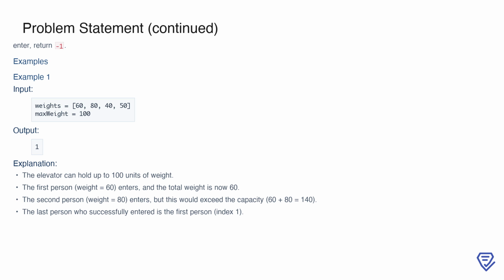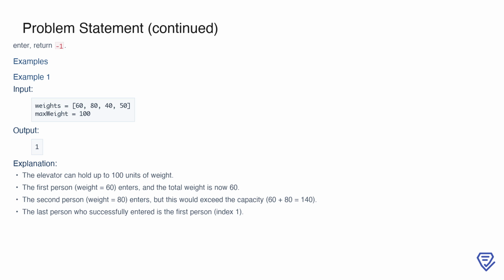The output for this problem is a single integer. This integer represents the zero-based index of the last person who successfully enters the elevator. For example, if the output is 1, it means the second person in the queue was the last one to get in before the elevator reached its weight limit. If no one is able to enter the elevator at all, the output should be -1.